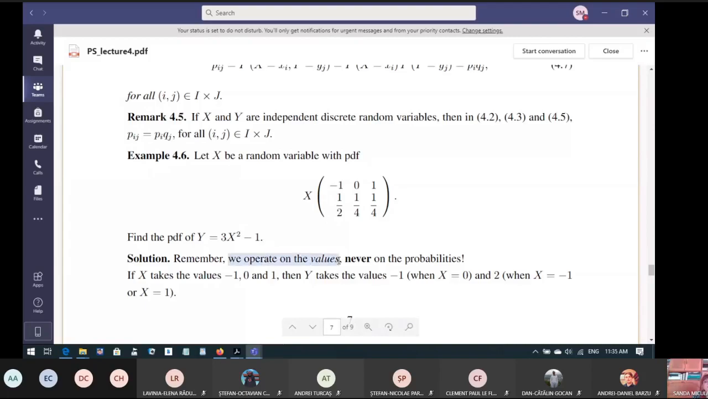Again, we operate on the values, never, never, ever on the probabilities. How do we approach it? Well, one thing at a time. First, we look at the values, right? For any PDF, find the PDF of Y. First, we're going to find the values that it takes. Then we're going to find the probabilities with which it takes each value.